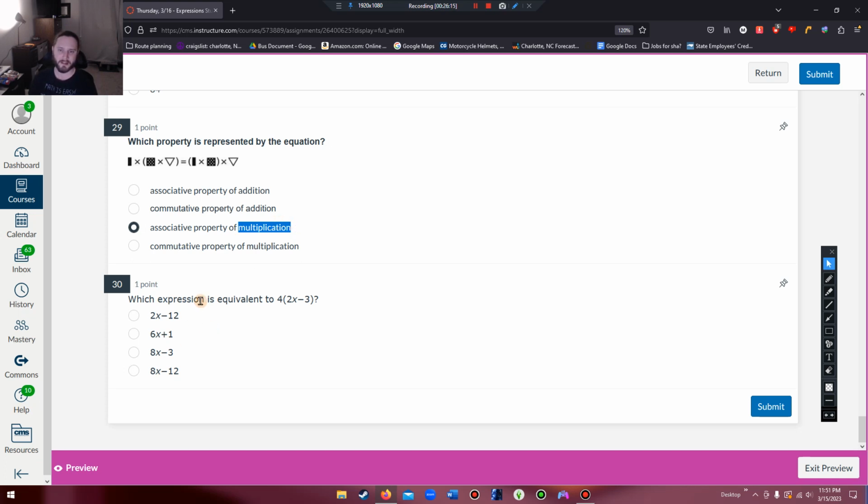And then last but not least, for number 30, what expression is equivalent to 4 parentheses 2x minus 3? This is distributive property. We're doing 4 times 2x. So 4 times 2 x's would equal 8 x's, and 4 times 3 would equal 12. And we were doing subtraction, so we keep the subtraction symbol. So my answer would be 8x minus 12.